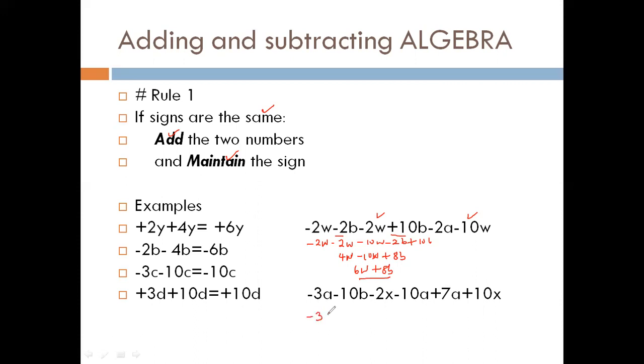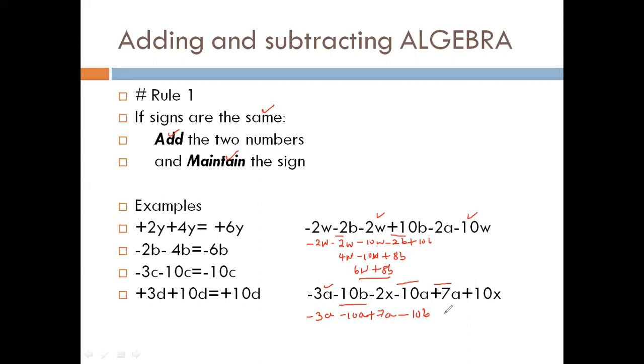Minus 3a, we are looking for the a's. We get minus 10a, minus 10a. We are looking for the a's, we get plus 7a. We're looking for the a's, they're done. We go to the b's. Yes, we have got the b's, minus 10, the number and the sign, minus 10b. Then we look for the b's again, no more b's in this case.